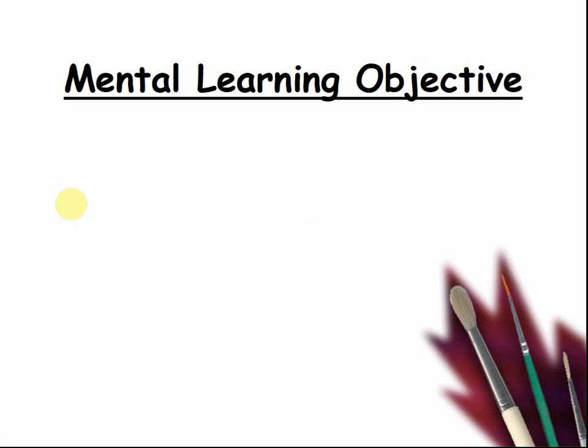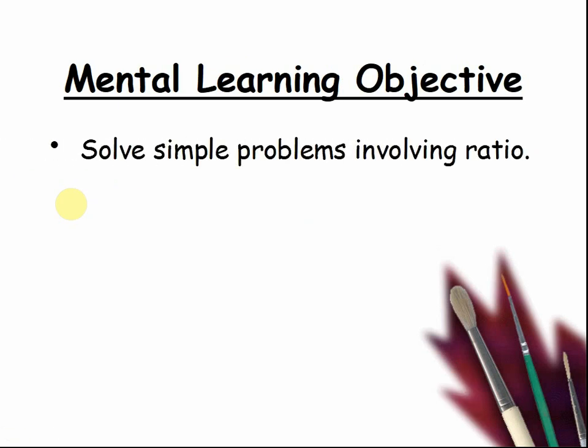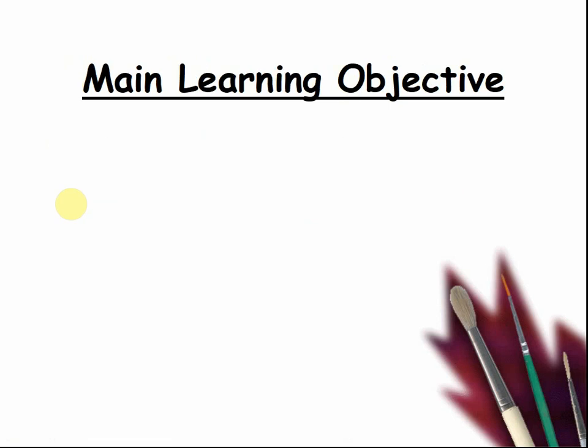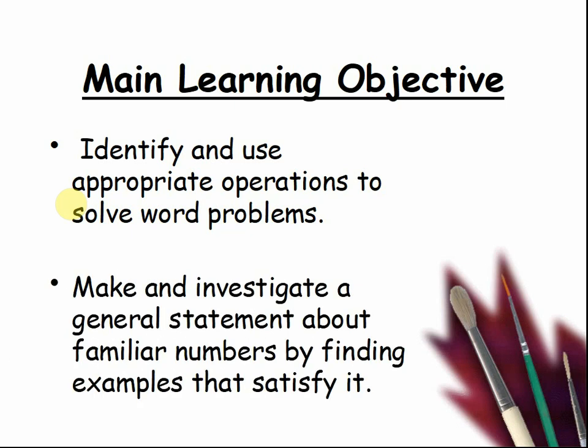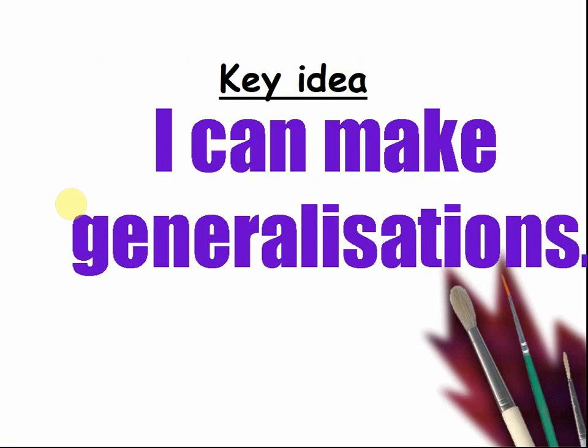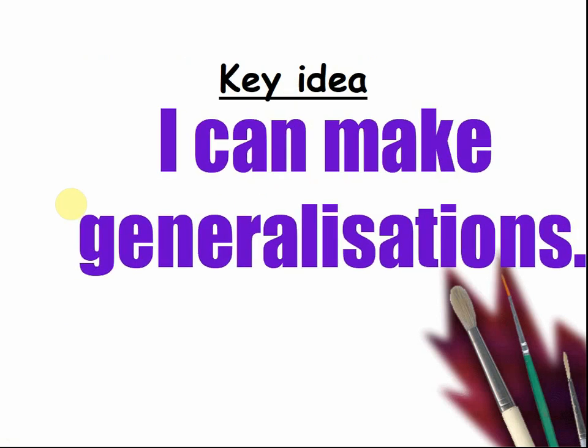Mental learning objective: solve simple problems involving ratio. Main learning objective: identify and use appropriate operations to solve word problems. Make and investigate a general statement about familiar numbers by finding examples that satisfy it. Key idea: I can make generalizations. This is what we're really focusing on today, so keep it in mind.